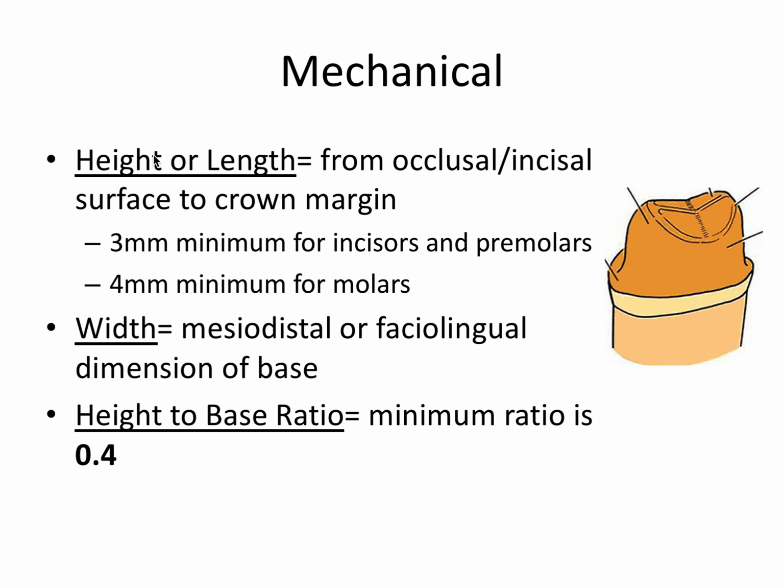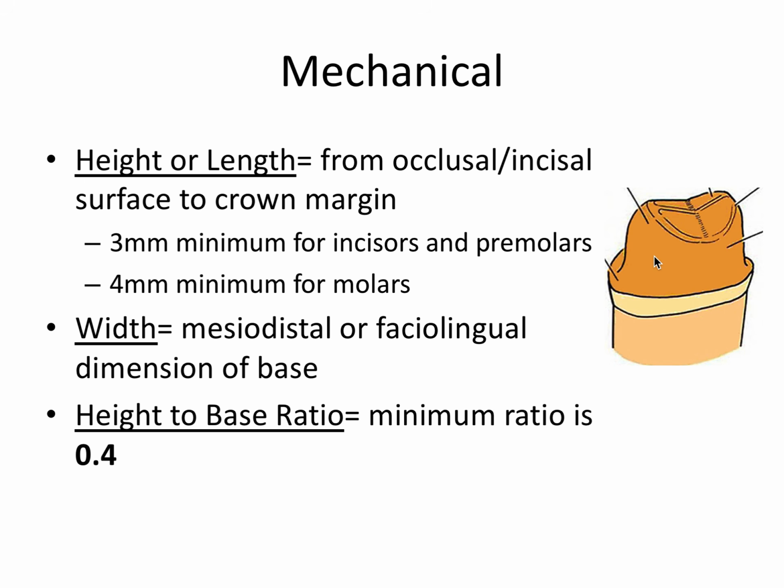Alright, so height or length is measured from the occlusal or incisal surface to the crown margin. So that is the height or length of the prep. This is a general minimum value in terms of the height or length of a prep. We like a 3 millimeter minimum for incisors and premolars, and also I'd put canines in there, and 4 millimeters minimum for molars.